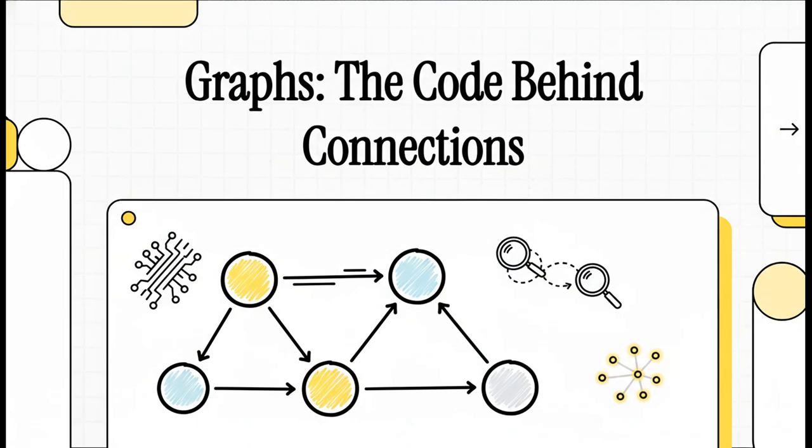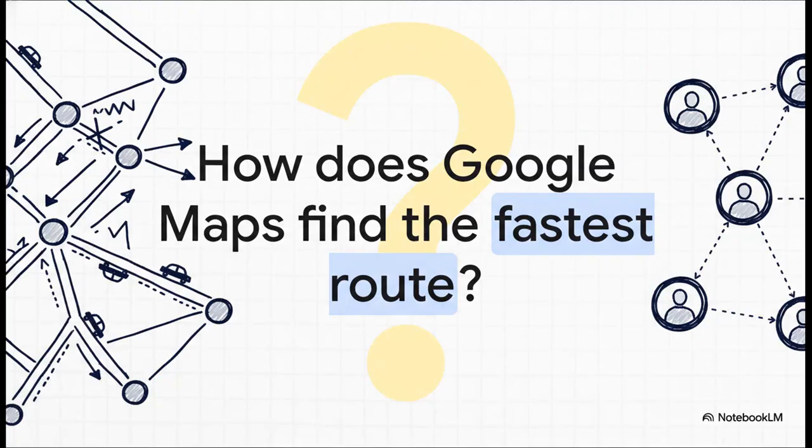All right, let's dive into something that's literally all around us, but you probably never see it. We're going to talk about the invisible blueprint that powers so much of our digital lives. We're talking about graphs. I mean, have you ever stopped to wonder, how in the world does Google Maps do that? How does it instantly figure out the absolute best route, weaving through traffic and construction?